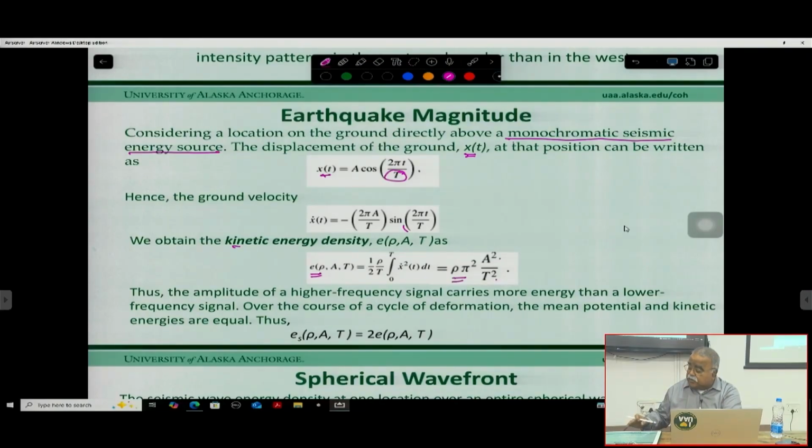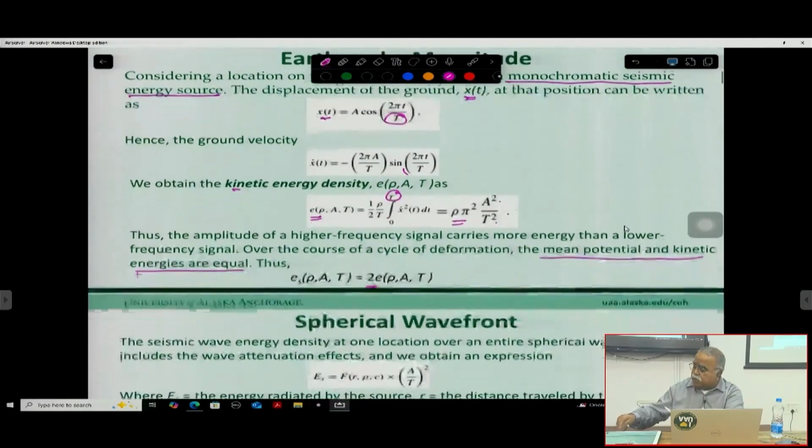If you integrate it over the time period, this is rho pi square a square by T square. So the total energy is basically 2 times of these values, right? So 2 E_P, A, T. If you can see this, there is a mean potential and kinetic part, so it will be just 2 times of this, including the potential and the kinetic part, right?